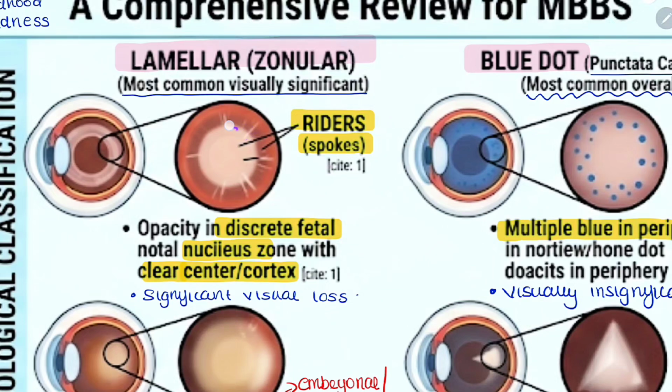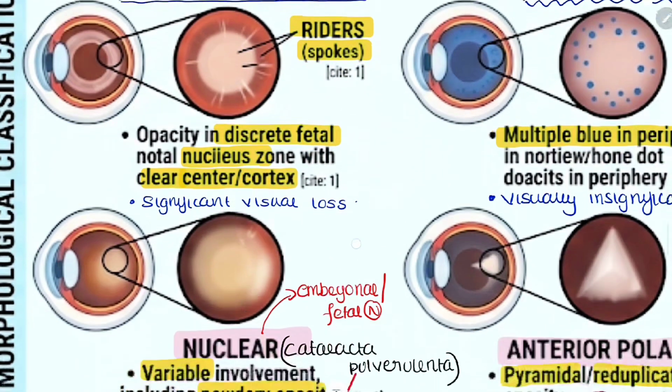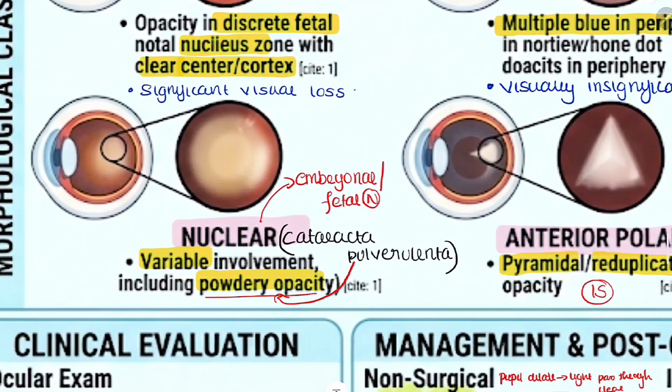And also, since the opacity is in the nucleus, we can see riders or spokes in this cataract. So this is the lamellar cataract with riders or spokes, visually significant, and we can see this opacity is in the fetal nucleus. Now coming to nuclear cataract. This also involves the nucleus, that is the embryonal and fetal nucleus are more commonly involved, and they have variable involvement of vision, and they include cataracta pulverulenta, which is the powdery opacity.